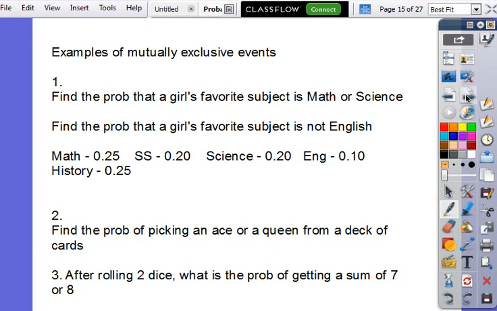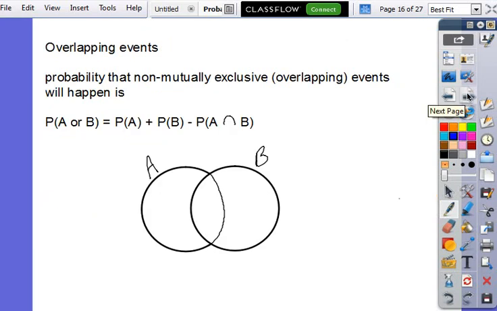If it's overlapping, we need to make sure we understand that formula. You find the probability of the first thing, the probability of the second thing, and add them. Then you subtract off when it happens for both of them at the same time.